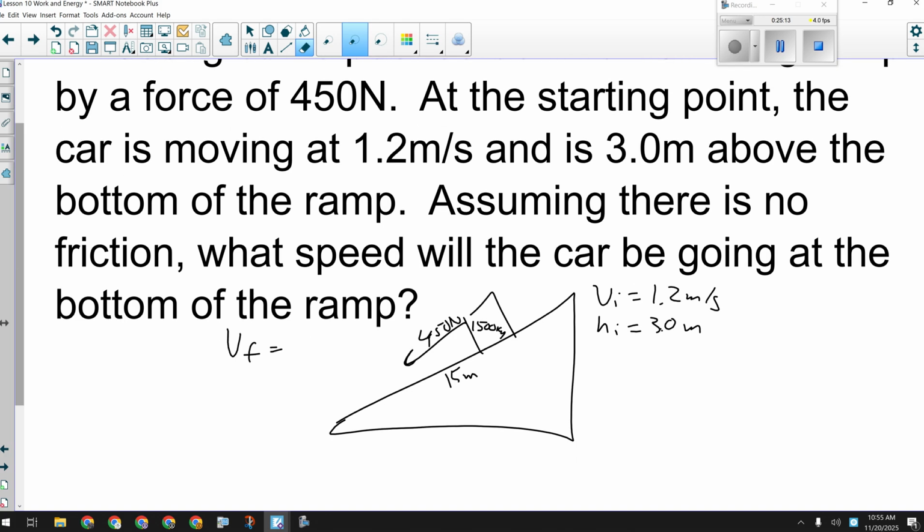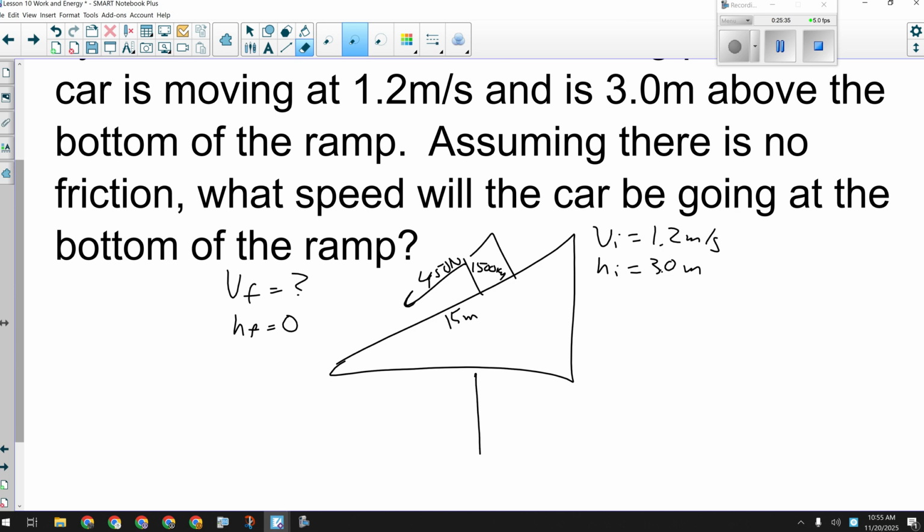So our final point, we're looking for VF. HF will be 0. Everybody with me so far? Is work being done here? Right, there's a force pushing this thing down the ramp, in addition to F parallel and all of that kind of stuff that would also be going down the ramp.